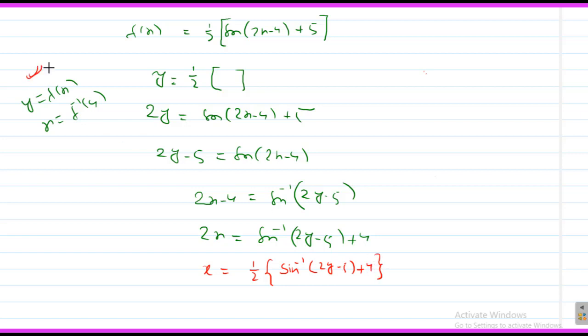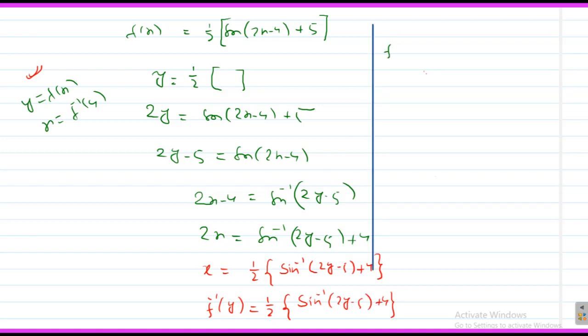Already I wrote here, y is equal to f of x means x is equal to f inverse of y. Instead of x I can write f inverse of y equal to 1 by 2 into sine inverse of 2y minus 5 plus 4. Okay students, now I want to conclude f inverse of x is equal to 1 by 2 times of sine inverse of 2x minus 5 plus 4. This is the f inverse of x.